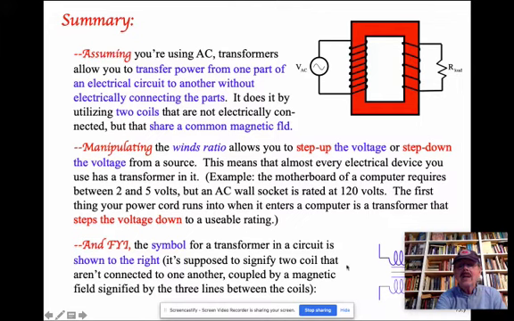This is a coil, so it's like a coil. And this is a coil, so it's like a coil. They're not electrically connected, but the three lines in between are supposed to suggest that there's a magnetic coupling between the two.